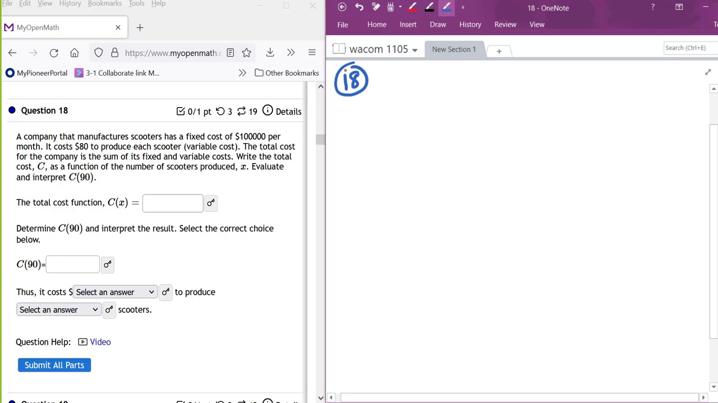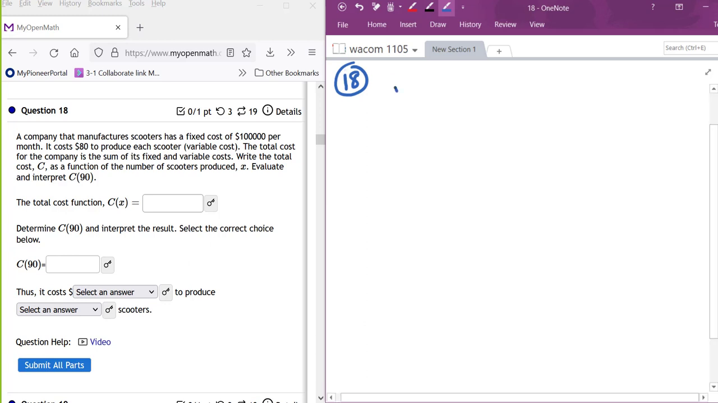All right, so it says a company that manufactures scooters has a fixed cost of $100,000 per month. So that's like the rent, all that. It costs $80 to produce each scooter. The total cost for the company is the sum of its fixed and variable costs. Write the total cost function as a function of the number of scooters produced.